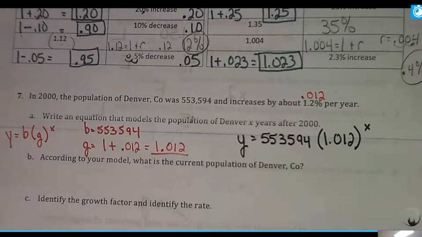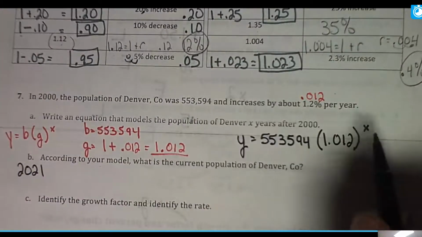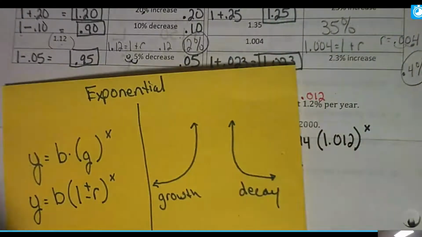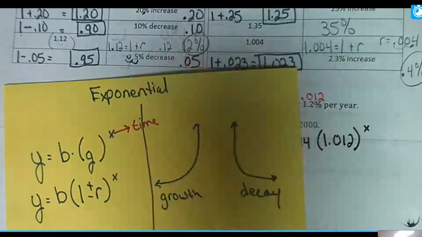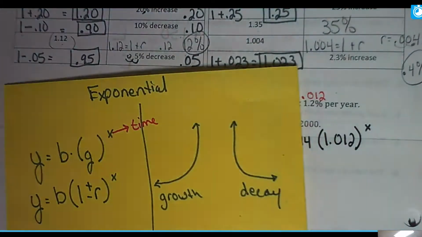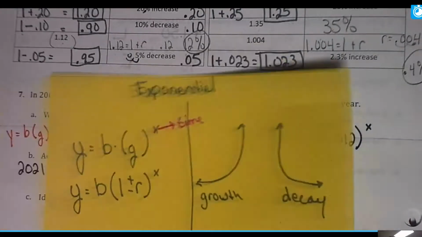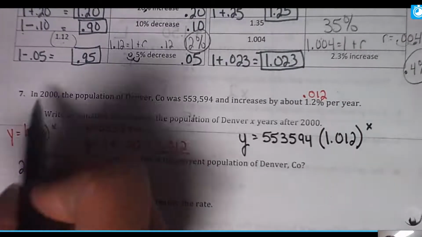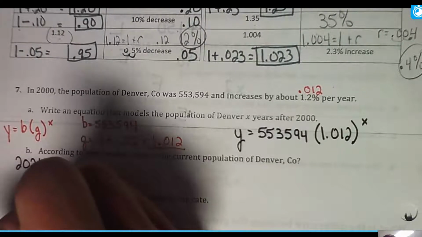Now what we want to do, according to your model, what's the current population? Well, the current population is based on the fact that it's the year 2021. And X from here on out is going to be our time. Let's go back to our cheat sheet. See this? X is very often going to refer to your time. You might want to make a little note of that. Like I said, we were going to add to this as we go. Some things I don't necessarily think about as I'm making the cheat sheet with you. So X will be time. How many years has passed from 2000 to 2021? Our X, which is our time, will be 21.